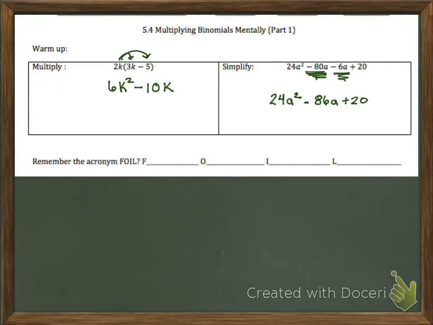So we're looking at that acronym of FOIL. Now, FOIL is just for binomial times binomial, and it's just a reminder that we're supposed to multiply the first term by first term, the outer terms, the inner terms, and the last terms. But the really important thing is that you're multiplying each piece of whatever polynomial you have times each piece of the other polynomial.